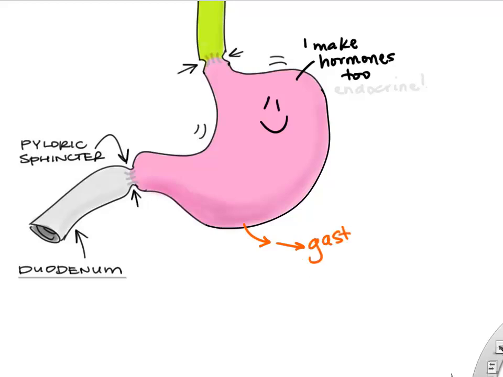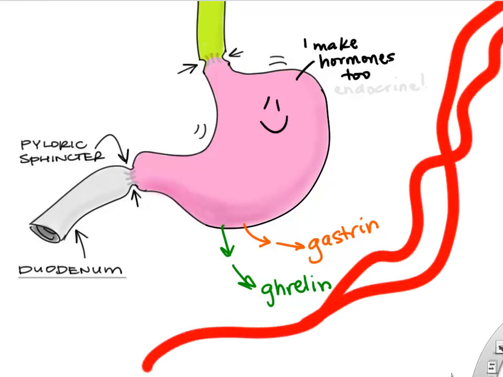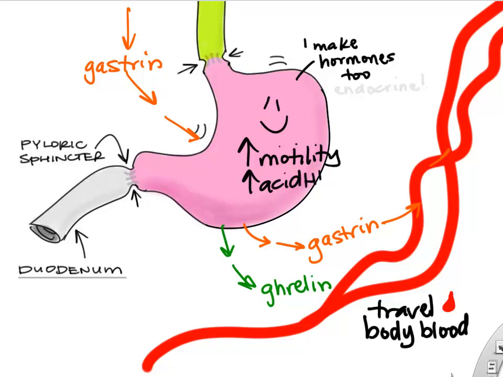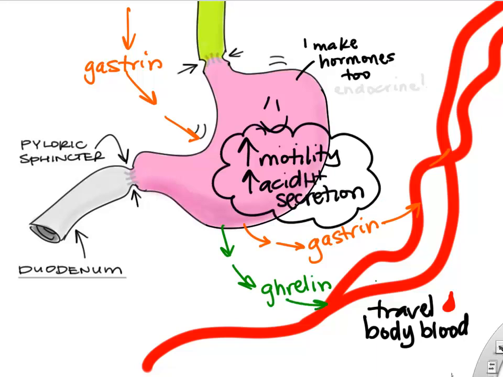I also wanted to mention that the stomach cells make hormones too. They make a couple of famous hormones, gastrin and ghrelin. Gastrin is interesting in that it travels the whole body in the bloodstream. It's made by the stomach, travels up to the heart, to the lungs, back to the heart, and one of its intended targets is the stomach itself. And so it increases motility and acid secretion of those little stomach cells.